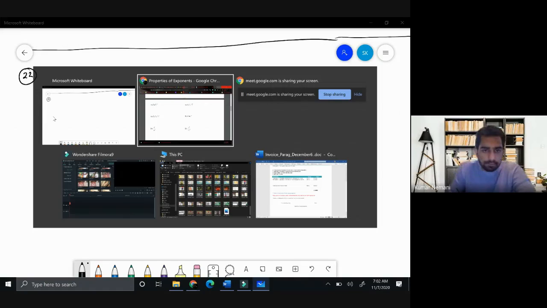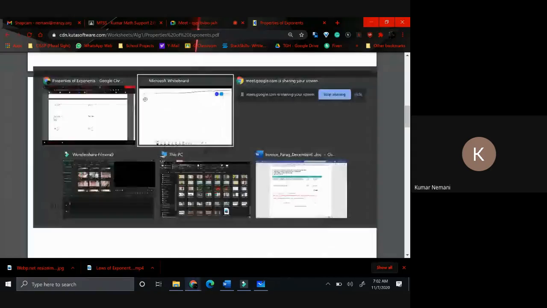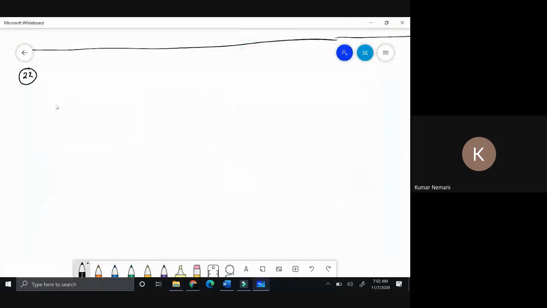22. x power negative 1 divided by 4x power 4. So here, either you can take this x power negative 4 to the numerator, it becomes x power negative, x power 4 becomes x power negative 4, or you can take this numerator term, pull it to the denominator and it becomes positive. So either way you can do it.